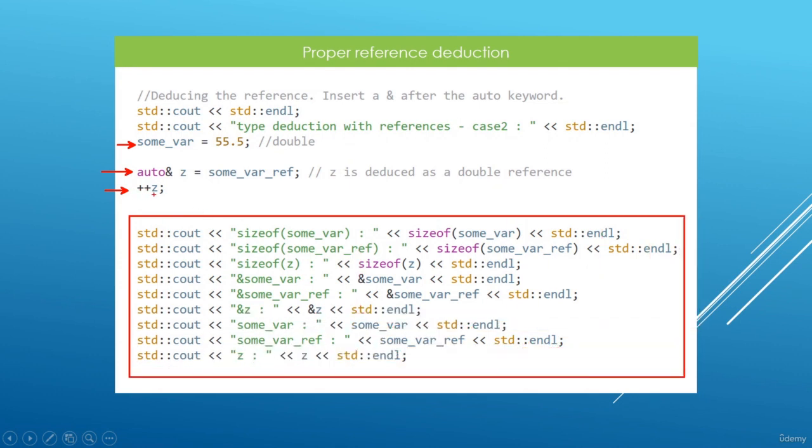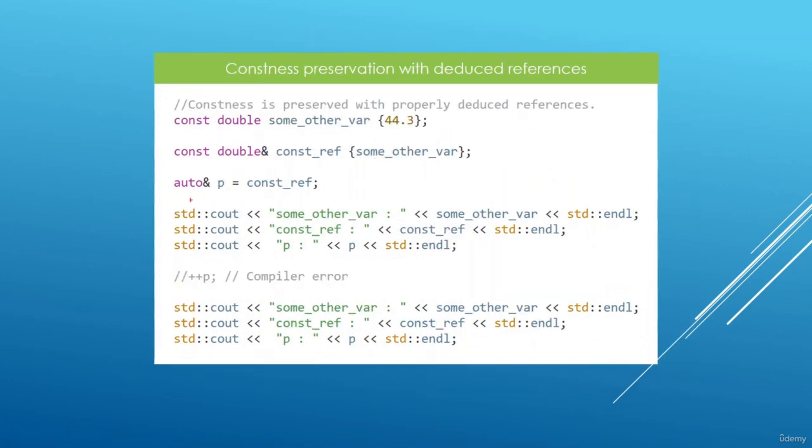Now, because z is a reference, it's going to affect the original variables. If we print z here, we're going to have a 56.5. If we try to print some var and some var ref, we're going to get the same value. We're going to get a 56.5, because we incremented through a true reference, which z here is.